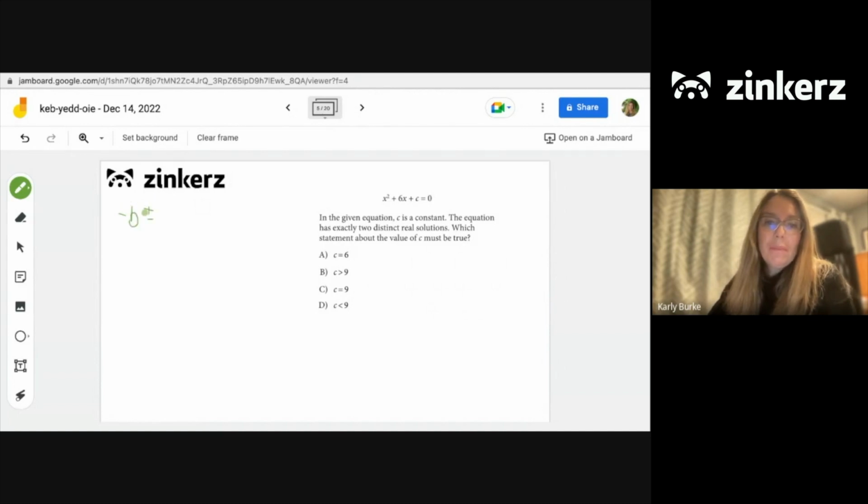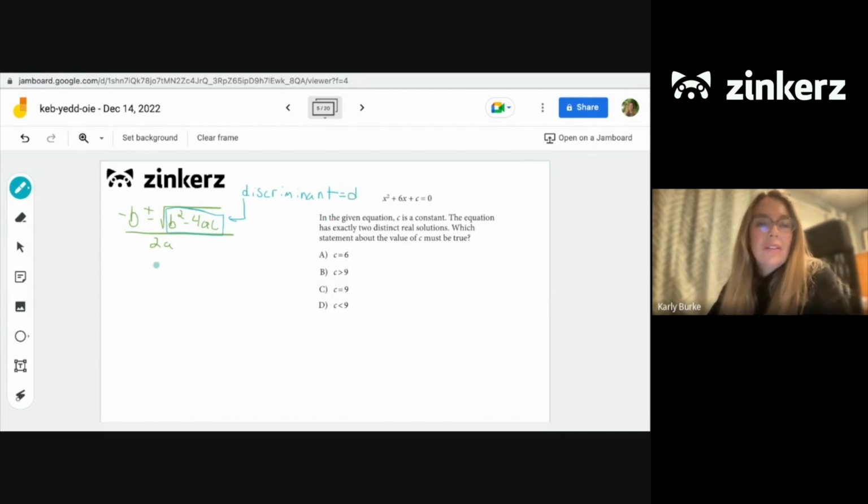Negative b plus or minus the square root of b squared minus 4ac, all divided by 2a. Well, how does this help? What's under the radical here has a special name. The name for this is the discriminant. And we're just going to call it D for right now.